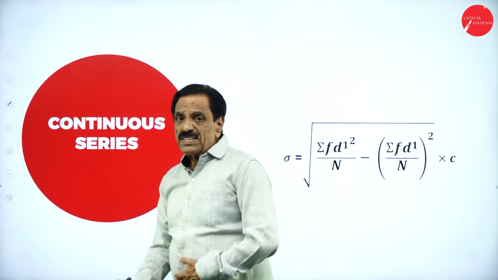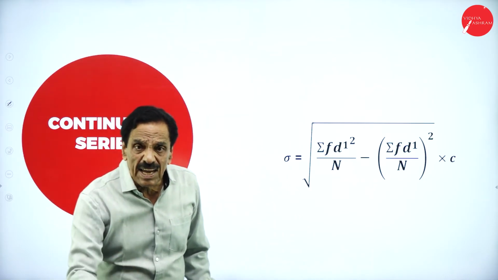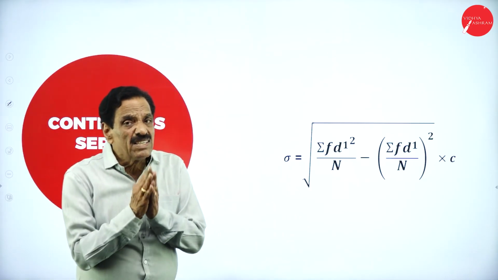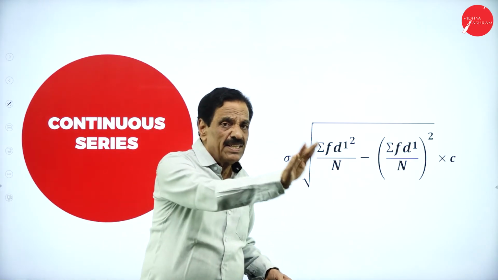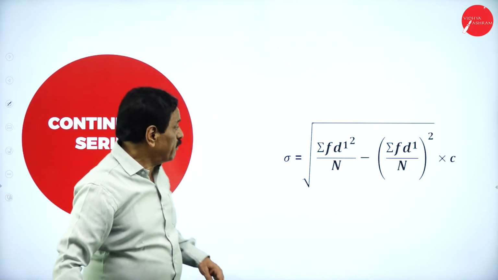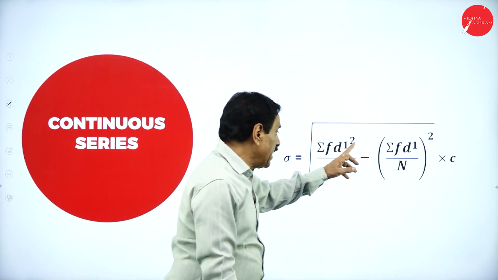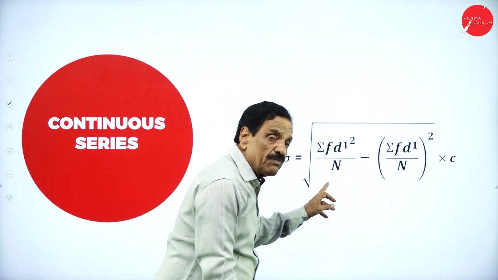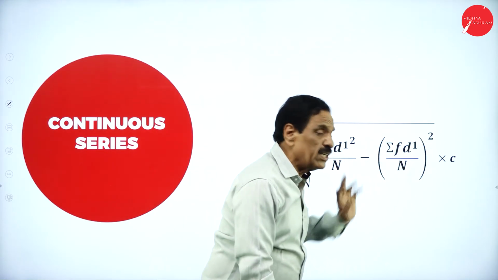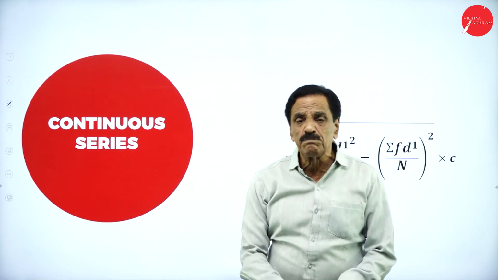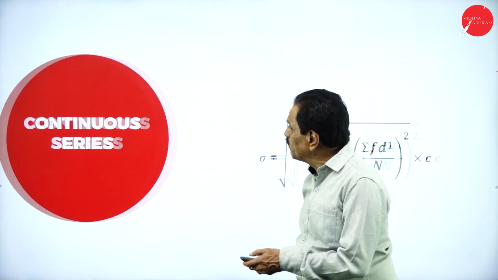Now if there is a continuous series, continuous means 0 to 10, 10 to 20, 20 to 30, the formula is root of sigma fd dash square divided by n, where n is the number of frequencies, minus sigma fd dash divided by n whole square into c. I will give an example, then we'll go to problems one by one.